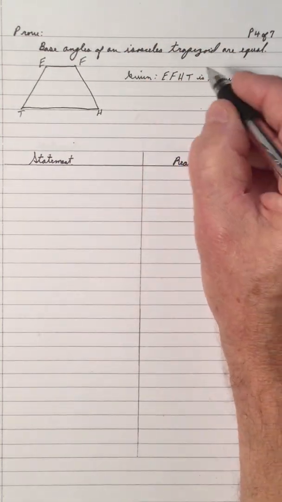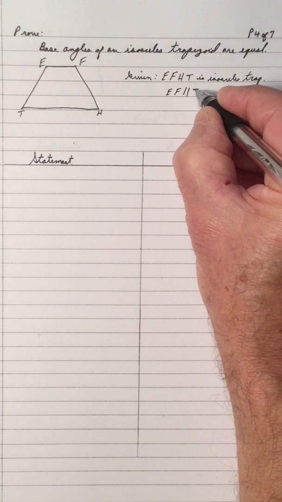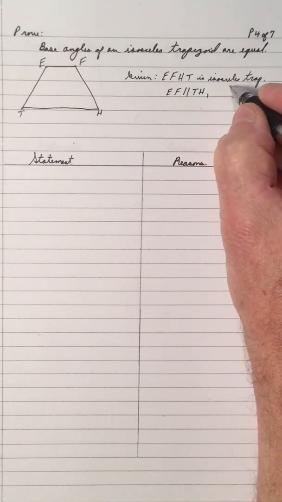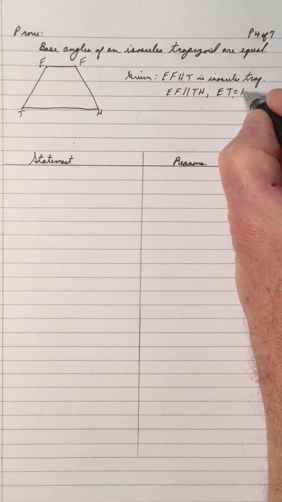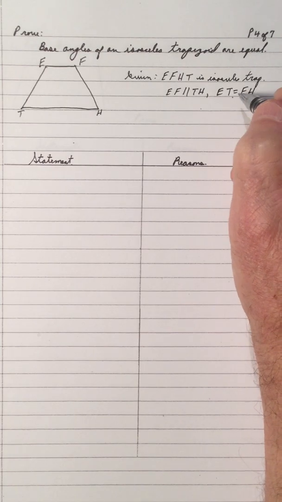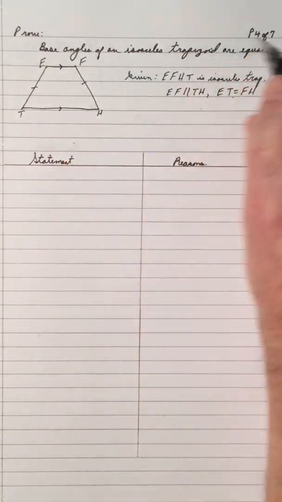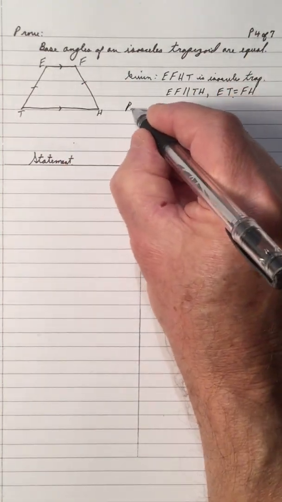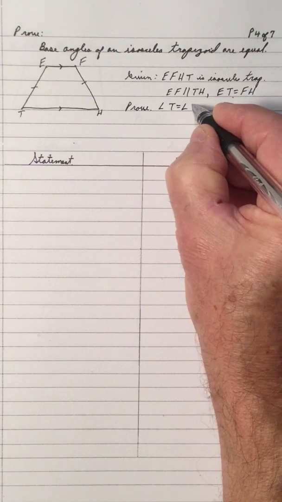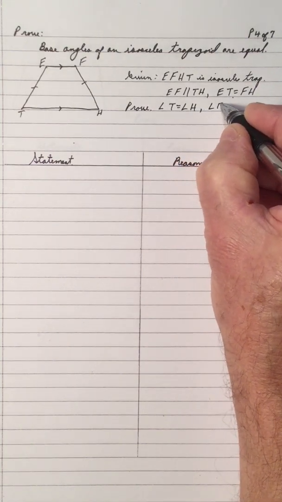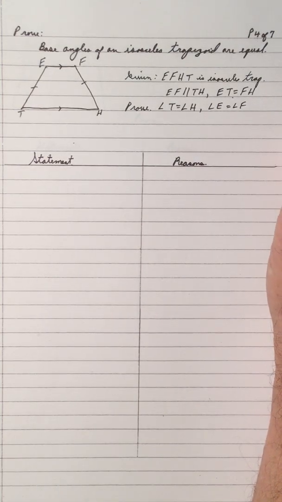So EF is parallel to TH because we have an isosceles trapezoid. And it's isosceles, so that means that ET is going to equal FH because an isosceles trapezoid has the two legs equal. So these two legs are going to be equal, and these are going to be the parallel sides. So we have to prove that the base angles, so we're going to prove angle T is equal to angle H, and that angle E is equal to angle F. These are the base angles. So let's begin the proof.